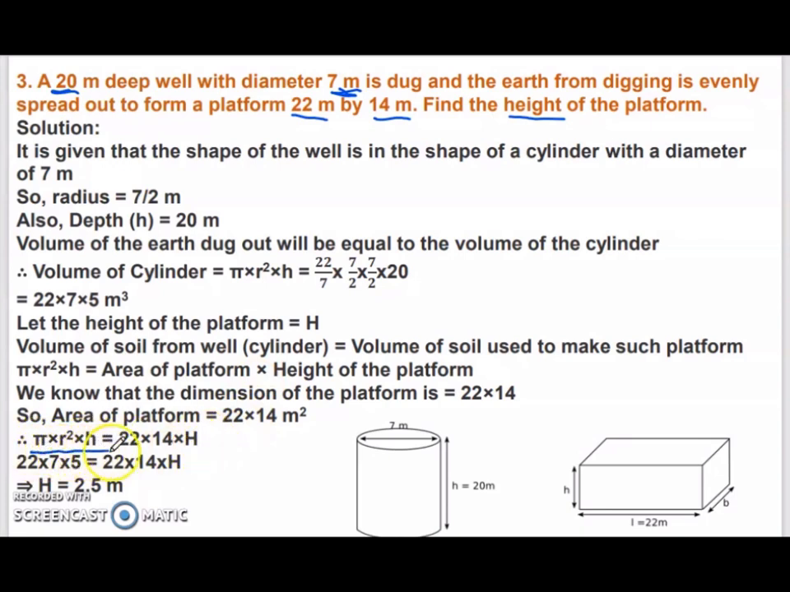And these two volumes you have to equate. This is volume of the well and this is volume of the platform. So when you equate the two, you will get here 22 and 22 you can cancel, and when you evaluate this you will get height as 2.5 meters.